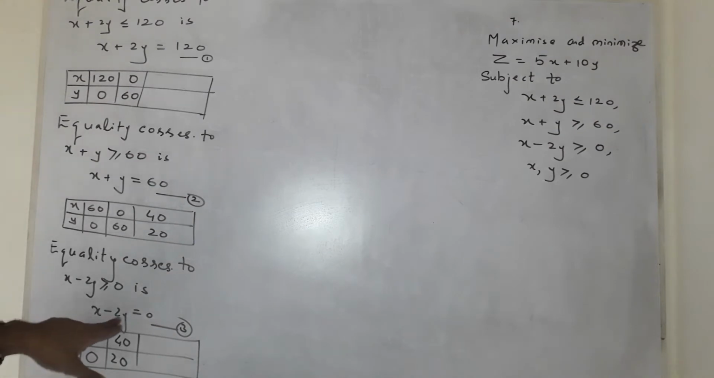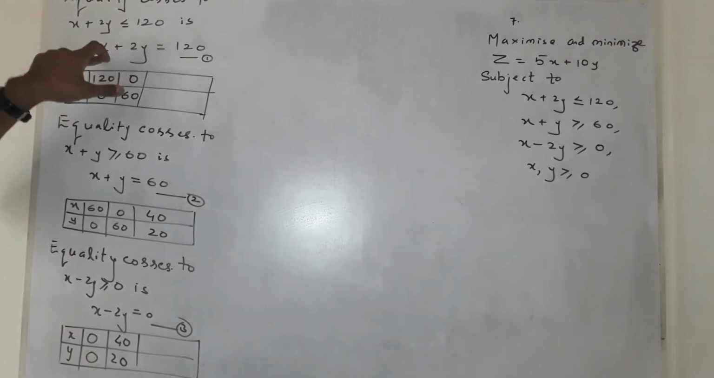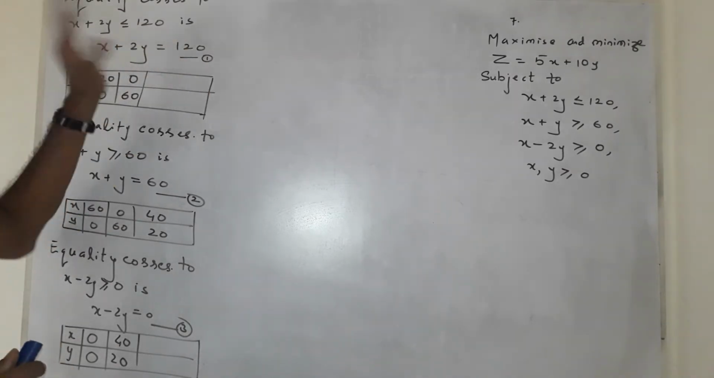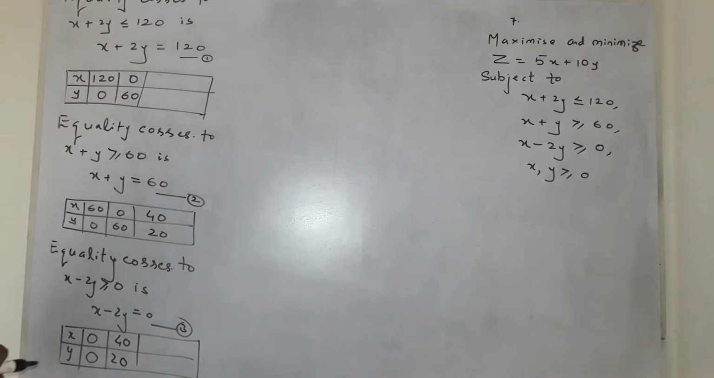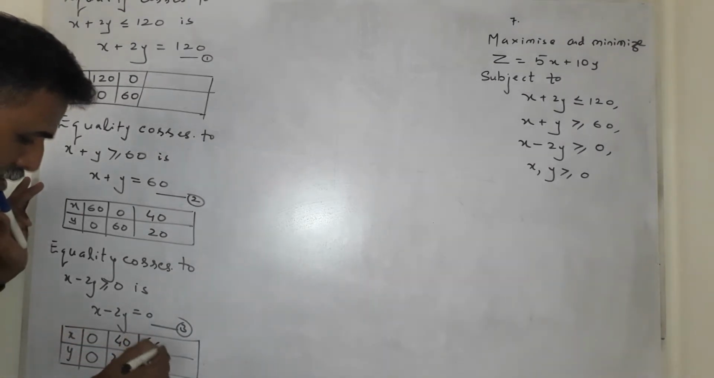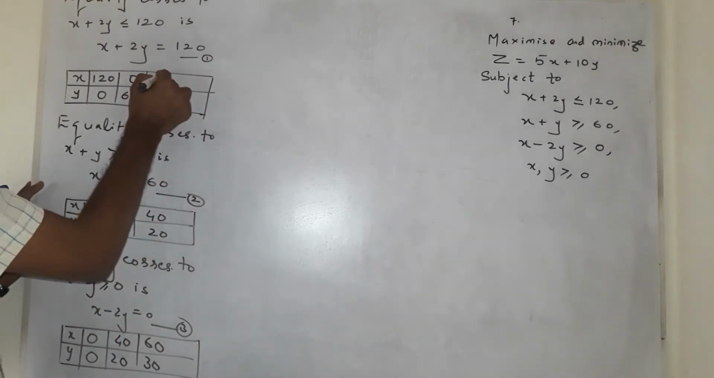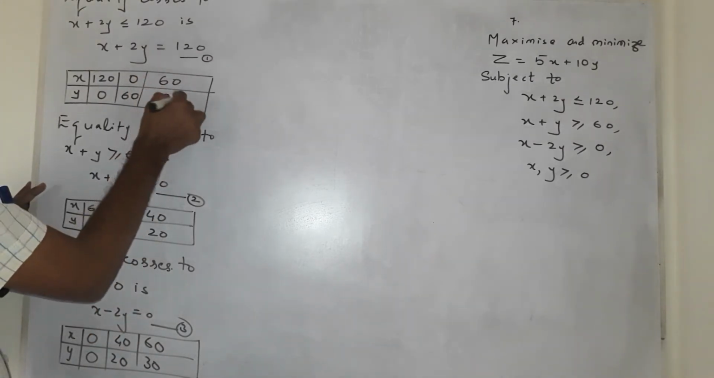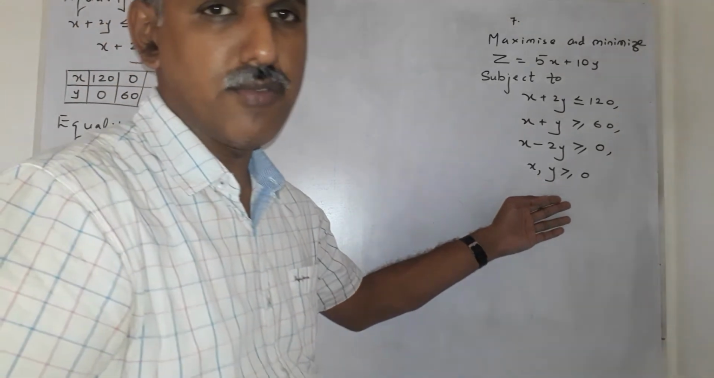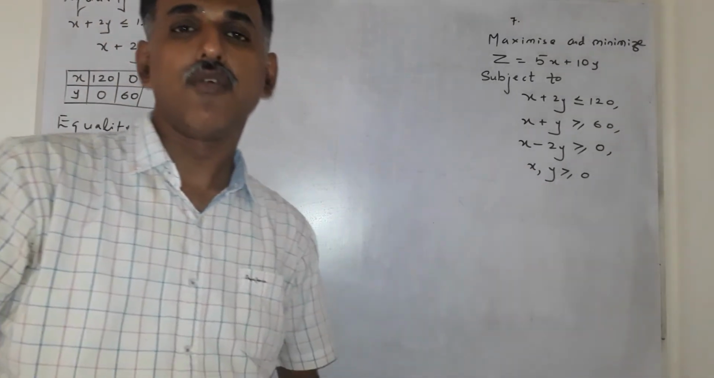Now x minus 2y is equal to 0. If we take x equal to 2y and substitute here, 2y plus 2y, 4y is 120. 4y is 120, that means y is 30. And when y is 30, x will be 60. The non-negative condition suggests that the feasible region remains in the first quadrant.